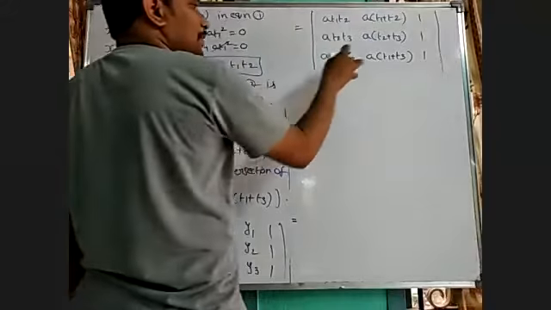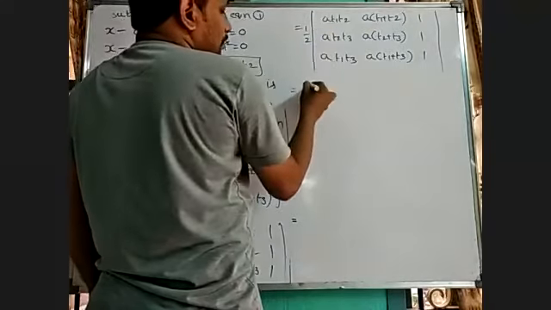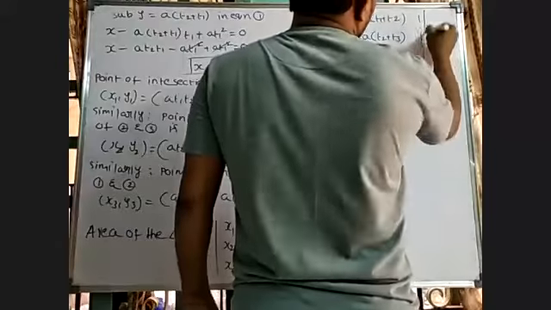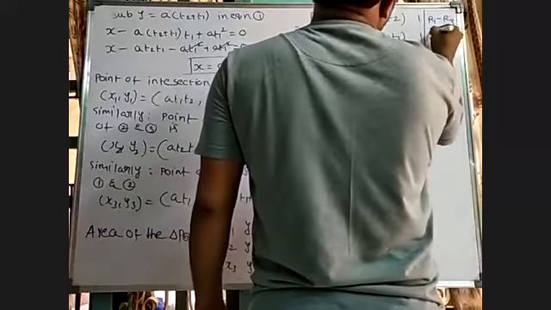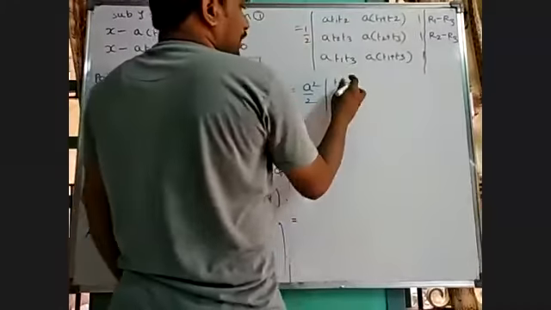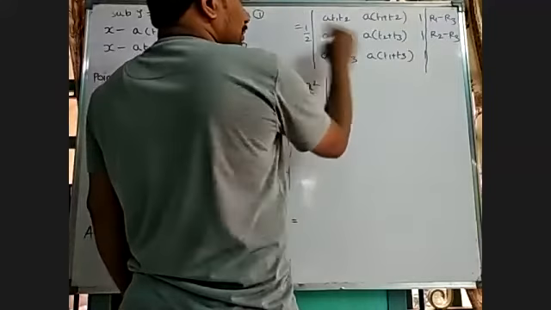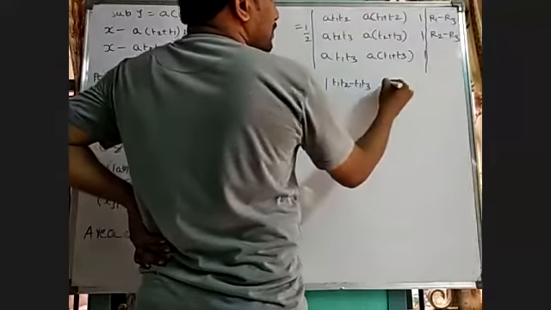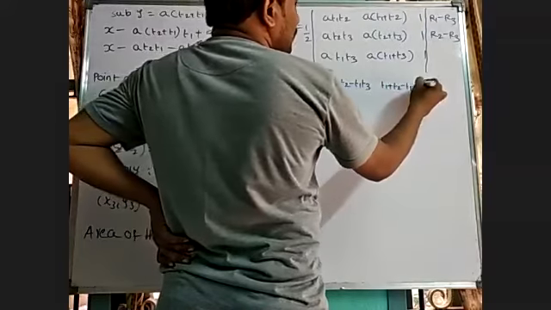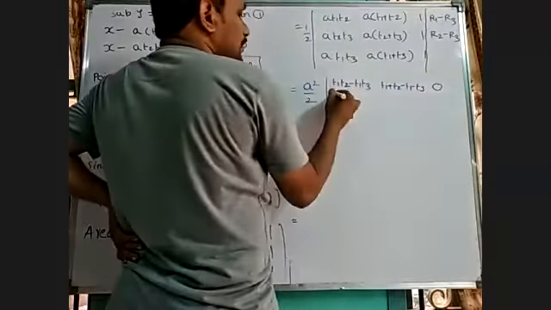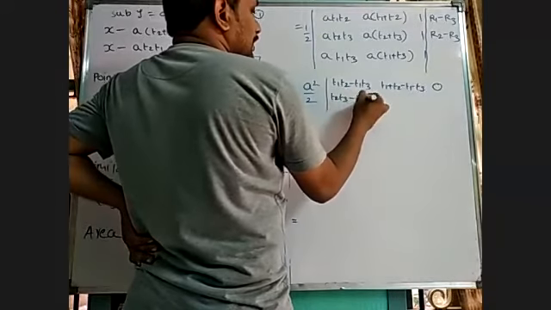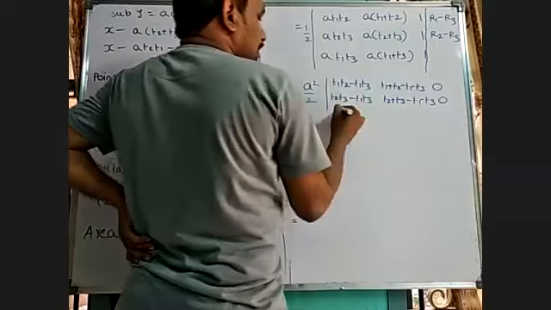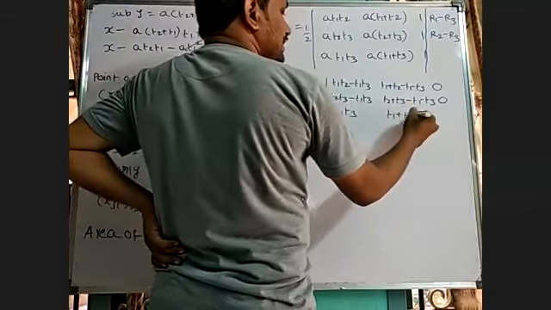From this column we are taking a common. In this, what is it, half into, if you take common, what we get, a square by 2 into the determinant. Here we are applying one more condition: in row 1, r1 minus r3 we are applying, r2 minus r3 we are applying. Here in this column we are taking a common. If you apply t1 minus t2, t1 minus t3. Next, what we write, t1 plus t2 minus t1 minus t3. What we get, 0. Next, here also what we write, t2 t3, t1 t3. Next, t2 plus t3 minus t1 minus t3, 0. Here what we write, t1 t3, t1 plus t3, 1 we are writing.